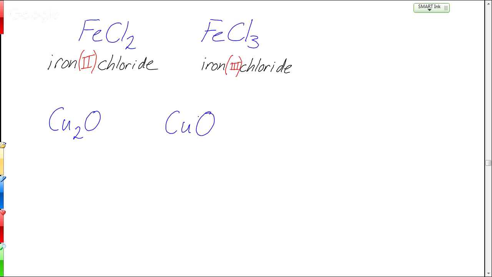Cu2O versus CuO. What's Cu? You know that one? That's copper. Cu is copper, and O is oxygen. So the O ion is oxide. What kind of an ion does oxide make, with what charge?